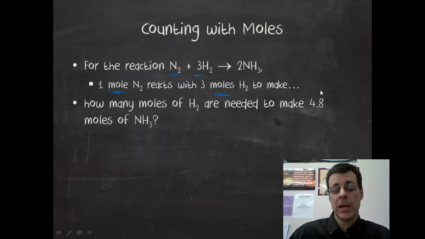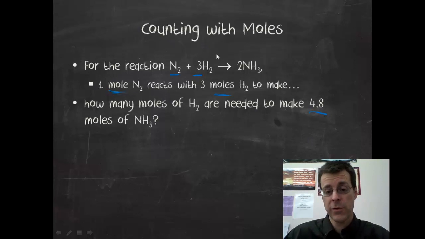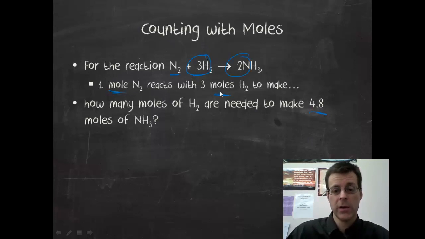So counting with moles now, the question is kind of similar. How many moles of hydrogen are needed to make 4.8 moles of ammonia? The only real difference now, yes, we're counting in moles, but we've also got this decimal. We're going to do it the same way. We're going to look at the fraction based on the recipe that we have, and we're going to make that as a ratio with the thing that we don't know.